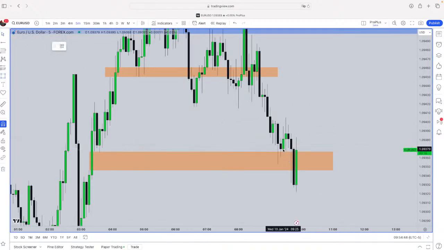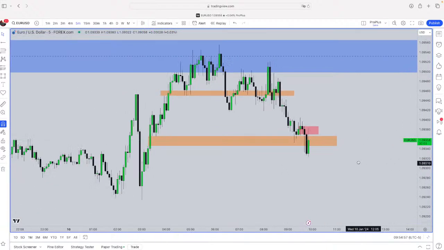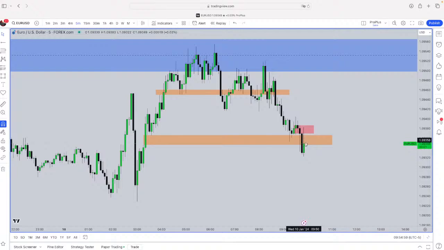Just take a look at here. Bearish order block. No, they're just red. We want to see this act as an inversion.